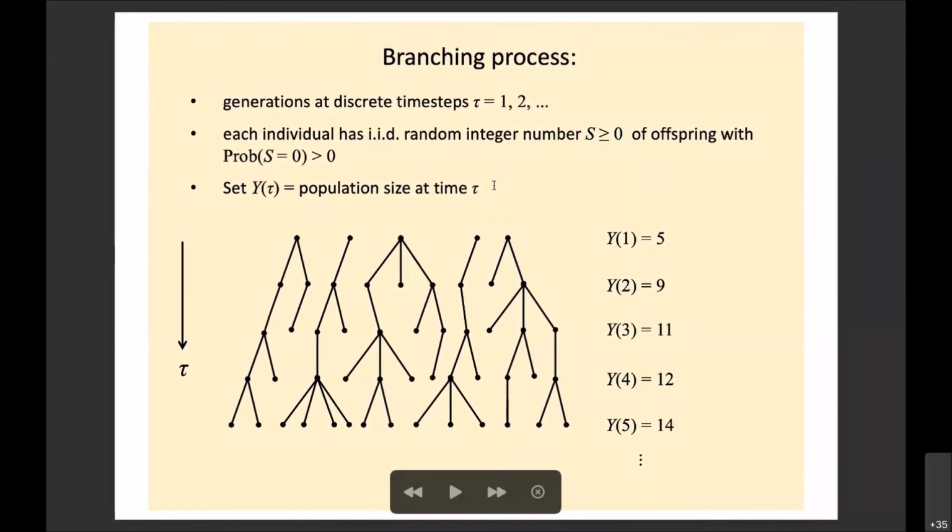So once again, we define a random variable, I'll call it y of tau. It's the number of individuals at each time step. So in this diagram, we start off with 5. Each individual little family, by the way, is independent. So the fact that this individual had 2 offspring doesn't affect the fact that this one had no offspring. So we go 5, 9, 11, 12, 14. You can see this population's growing.